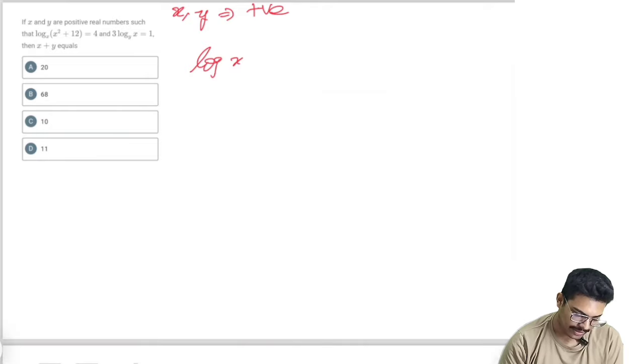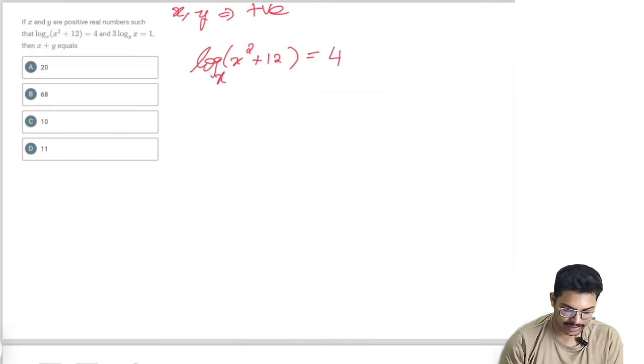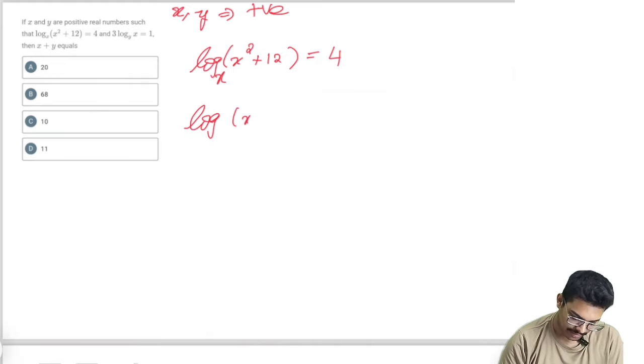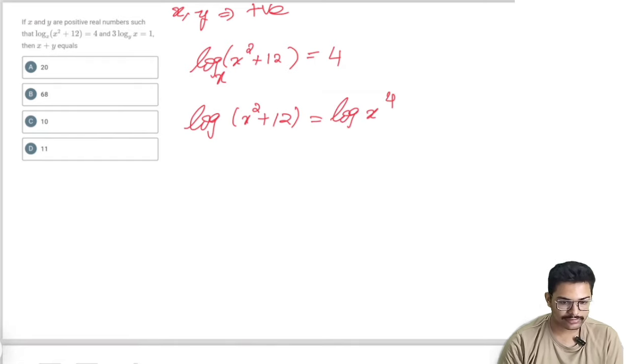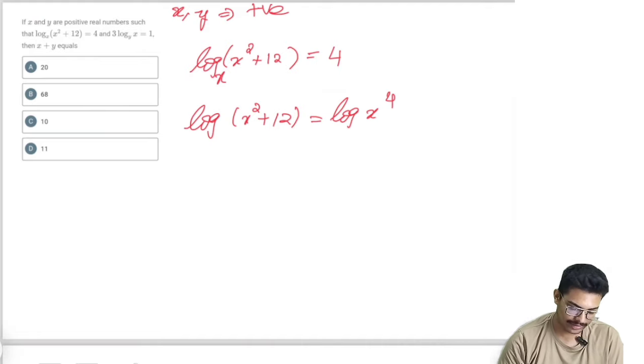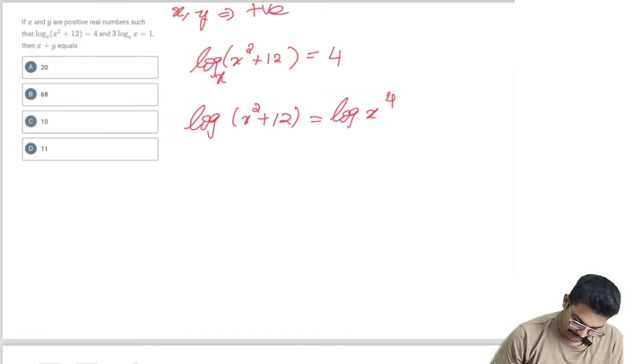Log x square plus 12 to the base x equal to 4. Now we can directly write this as log of x square plus 12 is equal to log of x raised to 4. If nothing is mentioned, by default it is log e, but I will tell the actual idea. Before proceeding, I will tell each and every step first.